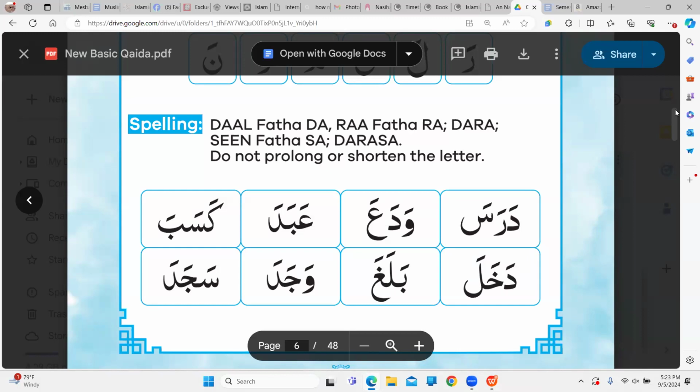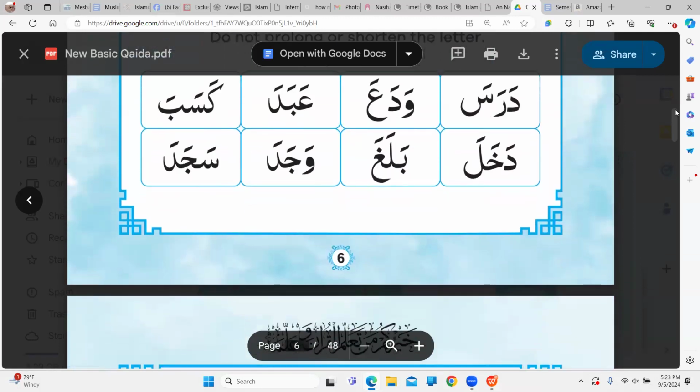11 sounds. Dal is one sound, fatha is one sound, da is one sound. Ra is one sound, fatha is one sound, ra is one sound. Dara together is one sound. Sin is one sound, fatha is one sound, sa is one sound. Darasa together is one sound. So we want them to learn 11 different distinct sounds in every example of this.